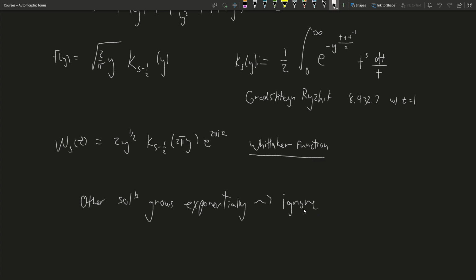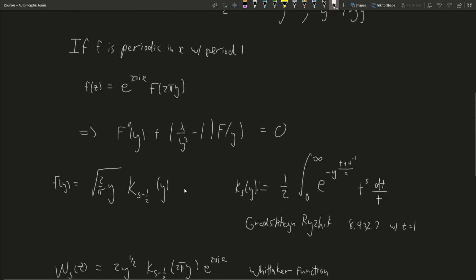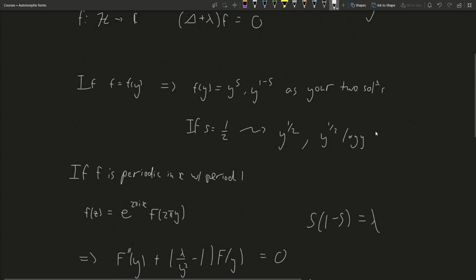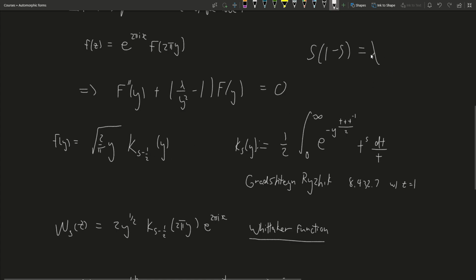So the conclusion here is that here when I write s, s times 1 minus s is going to be equal to your eigenvalue. And for these, this is clear, right? If you just differentiate y to the s twice and put a minus sign in front, that's what you get. And so this s here is defined by this equation. Okay.